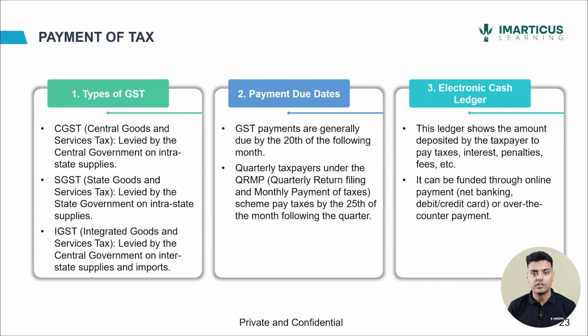Then we have SGST or State Goods and Service Tax. This is that component of the GST which goes to the state government. And then we have IGST, which is the tax levied when goods move from one state to another. The payment of taxes can be done quarterly or monthly.